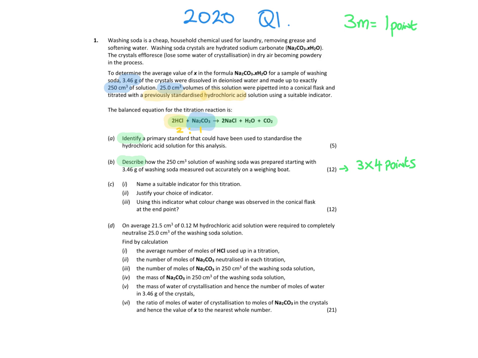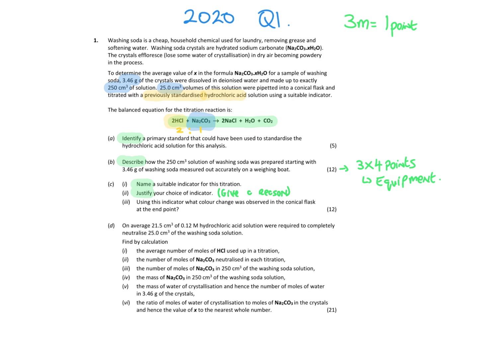And with these questions in particular, they are going to be looking for equipment that you've used and the titration technique if it's necessary. Part C then. Part 1 is asking you to name a suitable indicator for this titration. So again, that's fairly straightforward. You just name the indicator. C part 2 asks you to justify your answer. So justifying your answer here basically means give a reason why you chose the indicator you did in part 1.